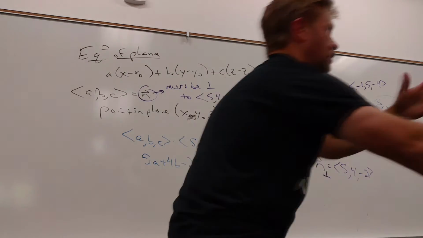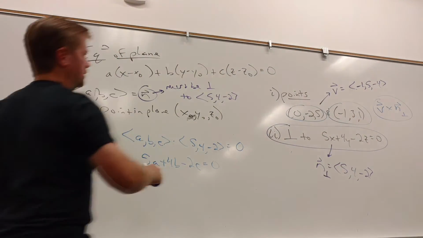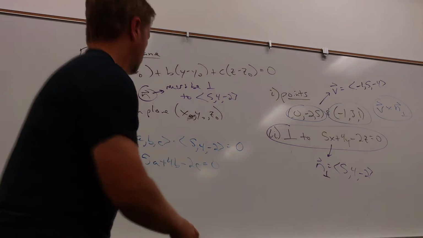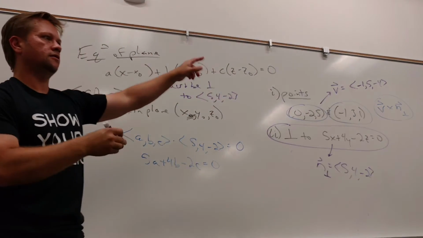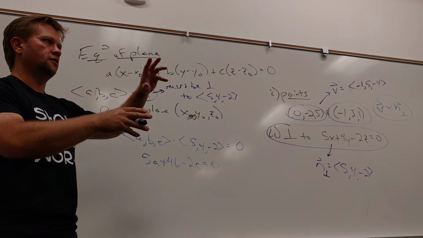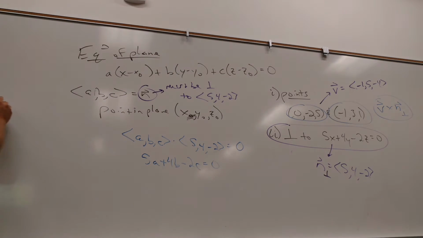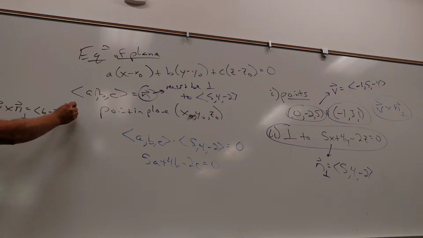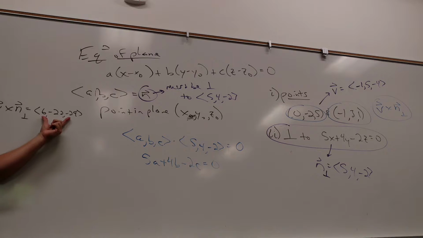Have you tried to do this yet? That's not the first way I thought of doing it, but that might work. Have you tried doing that one yet? V cross N? Yeah. What'd you get? I got 6, negative 22, and negative 29. Alright, cool. And of course, this has got to be perpendicular to both of these.